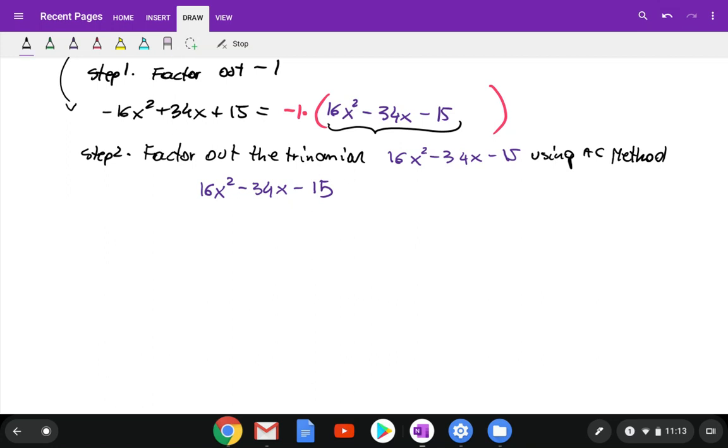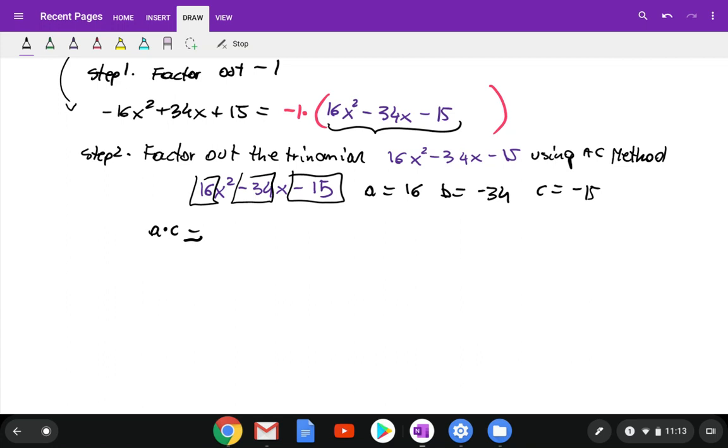Okay, so step number 1, you multiply a times c. Again, a is equal to 16, b is equal to negative 34, c is equal to negative 15. So again, I'm talking only about this. I'm not going back to the original example because we factored out that negative 1, which was the GCF. We'll go back to that later. So a times c, we have 16 times negative 15, and that will give you negative 240.